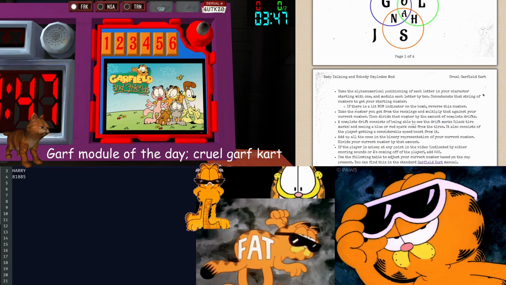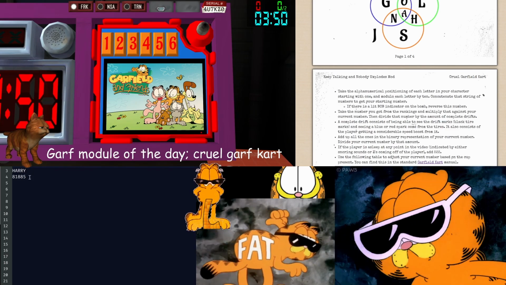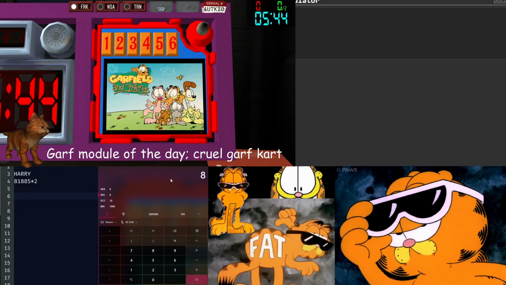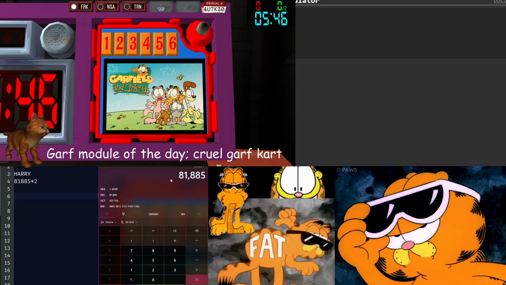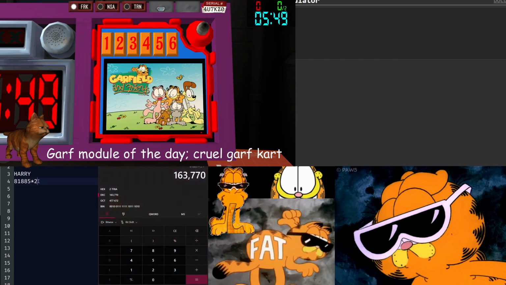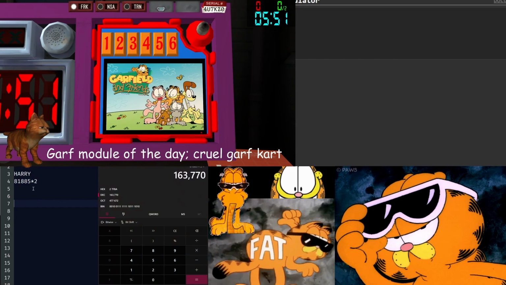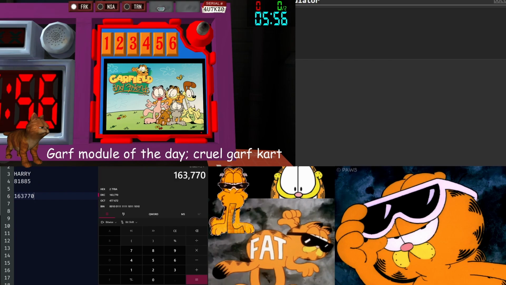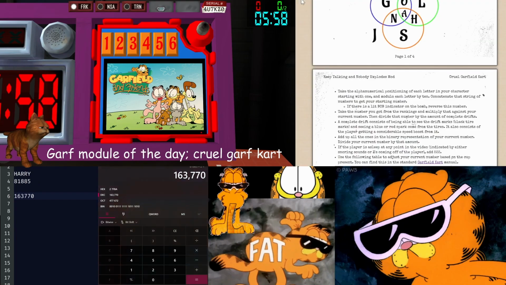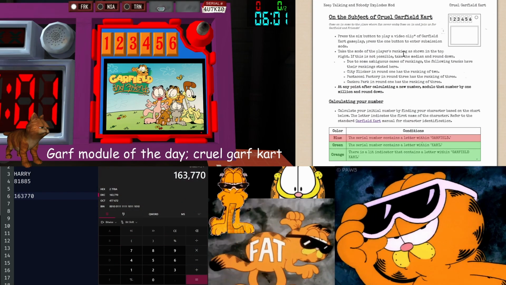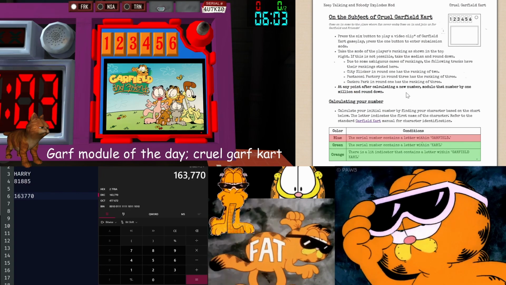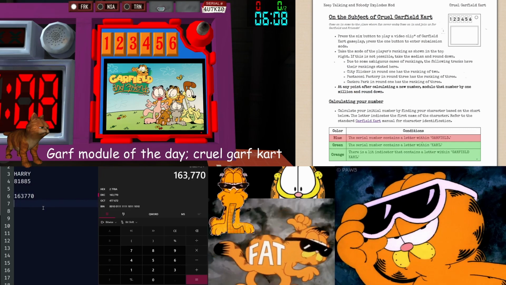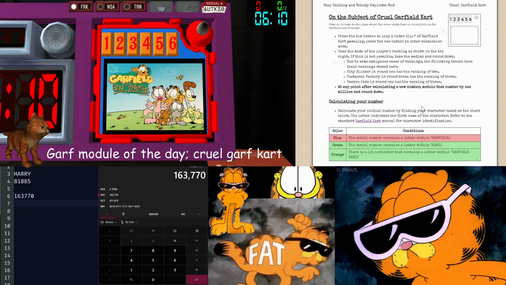So we take the number we got from the rankings and multiply it against our current number. So we take 81885, multiply by 2. That gives us a new number of 163770. Then, for every calculation, we modulo by 1 million, rounding down. So this modulo 1 million would give itself because it's under 1 million.